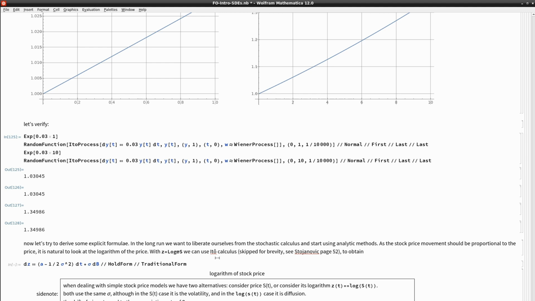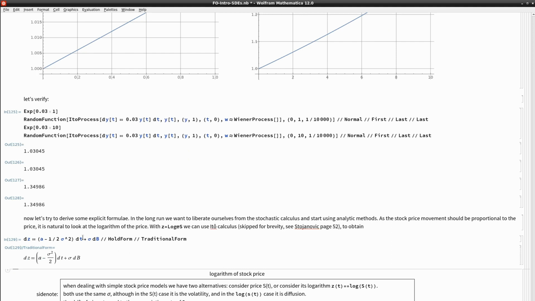And we can use Ito calculus to develop a couple of very important and powerful formulas now. And I'm skipping over the details for brevity. Please have a look at page 52 in the Stoyanovich for the derivation of the following formula. So if we use z as the logarithm of the stock price, let's define a new differential equation. So the change in z is now a minus half of sigma squared times dt, that's again our deterministic part, plus sigma times the random part, sigma times the change in noise.